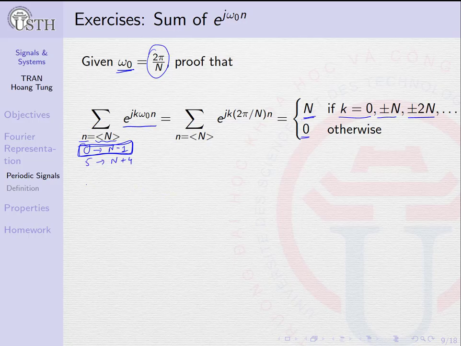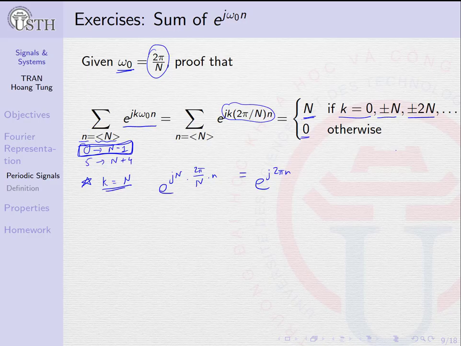So let's prove that. Consider the easy case first, when k equals, let's say, n. In that case, the exponential becomes e^(j k 2π/n · n). Replace k by n: 2π n multiplied by n, and that is basically j 2π n. So the e power becomes e power that.